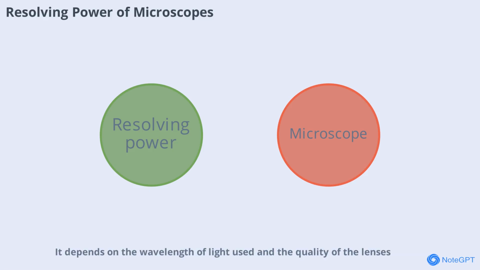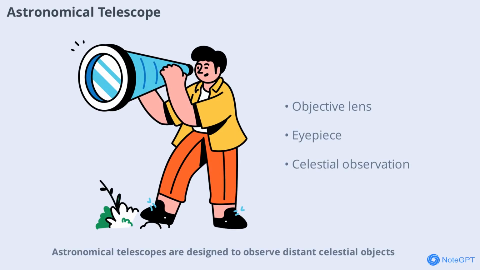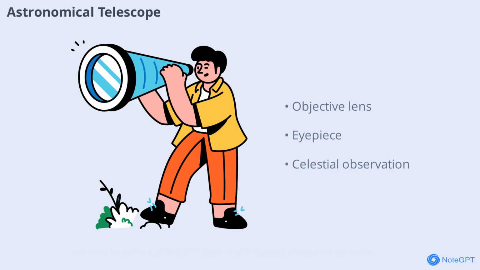It depends on the wavelength of light used and the quality of the lenses. Higher resolving power allows scientists to see finer details, which is crucial for research in fields like microbiology and nanotechnology. Astronomical telescopes are designed to observe distant celestial objects. They use a combination of lenses or mirrors to gather and focus light from stars, planets, and galaxies.